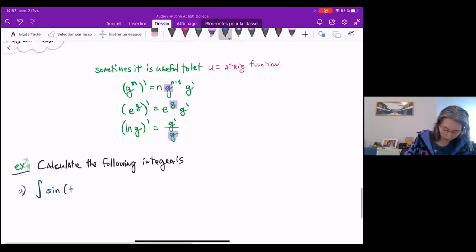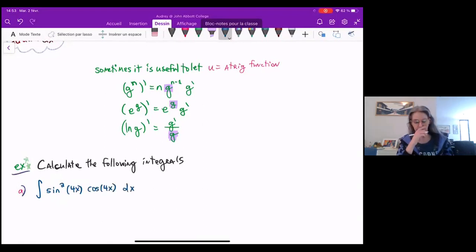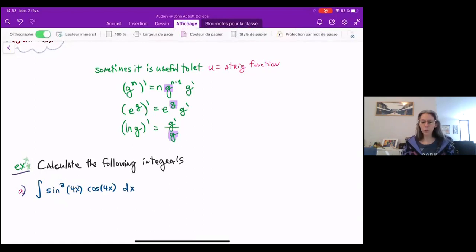So we'll start with the first one here, a, the integral of sine squared of 4x cosine of 4x dx. Okay, so I know that sine squared cosine is not a known form. That's not one of the trig integrals that I know.